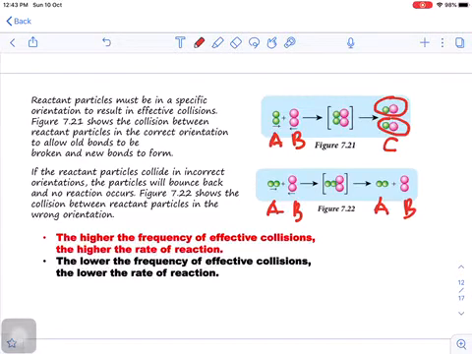So, the higher the frequency of effective collision, the higher the rate of reaction. Rate of reaction depends on frequency of effective collision. Kalau lower frequency of effective collision, the lower the rate of reaction.